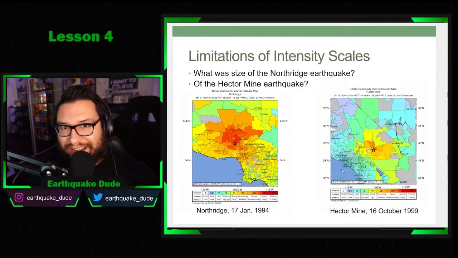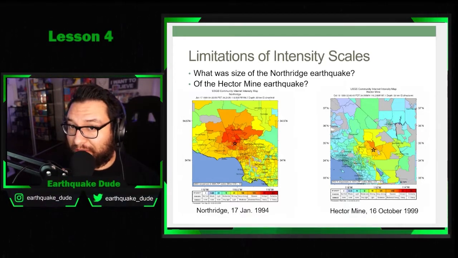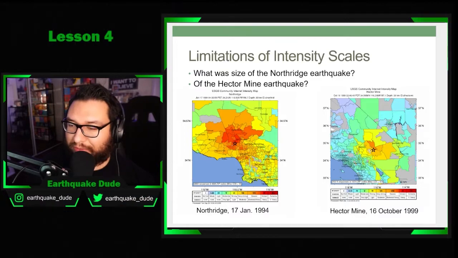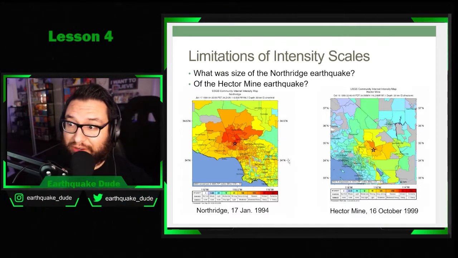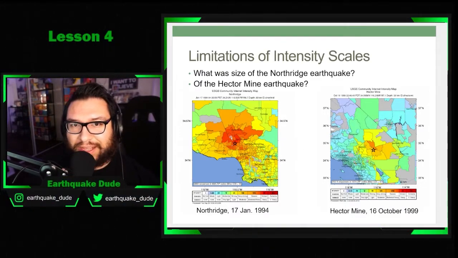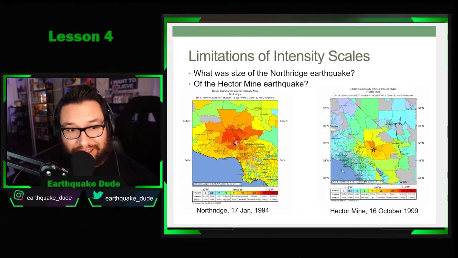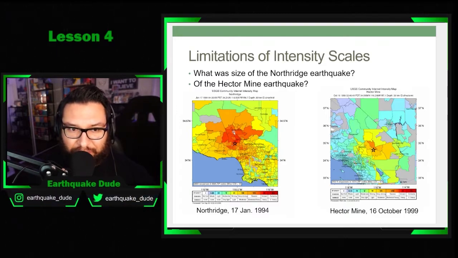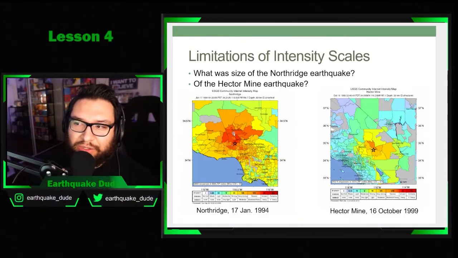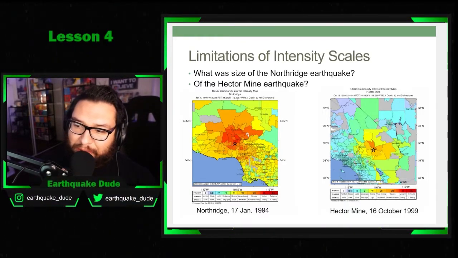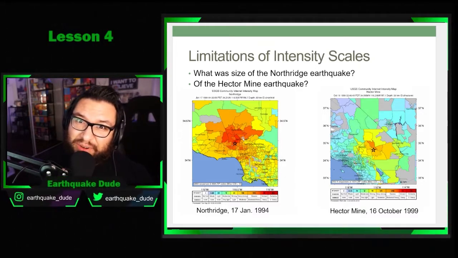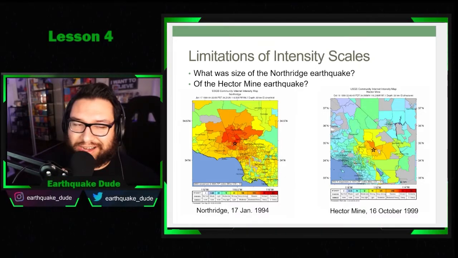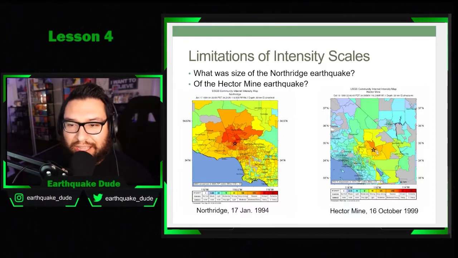So talking about energy, the Hector Mine earthquake was much, much bigger. Well, I wouldn't say much bigger, but it was definitely bigger than Northridge. But based on the subjective data collected, meaning people's experiences of that earthquake, it looks like the Northridge earthquake. And also, what plays a big role in this is Northridge happened underneath the city of Northridge, while Hector Mine happened in the middle of the Mojave Desert. That also plays a role.